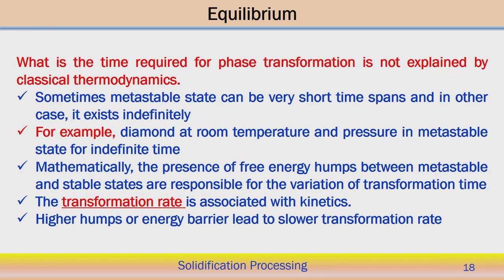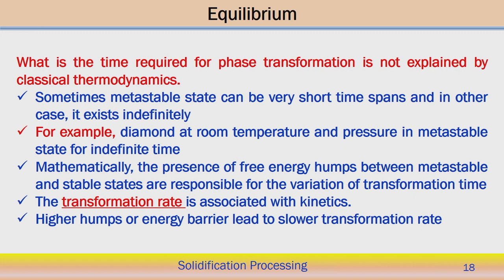Now the thing is that for all these transformations we say some certain time is required, but it is not possible to say how much time is required for the phase transformation from one phase to another. That is not explained by classical thermodynamics. Sometimes a metastable state can exist for a very short time span, and in certain cases metastable states can exist indefinitely. We gave the example of diamond at room temperature and pressure, which stays in a metastable state for indefinite time.